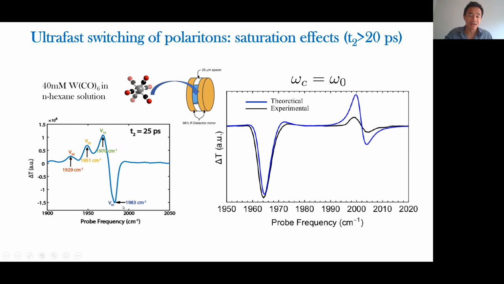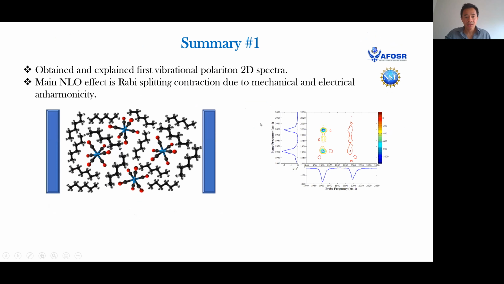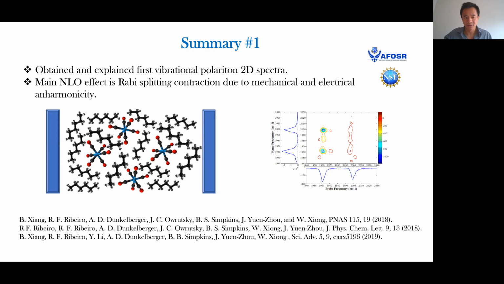This is drastically different ultrafast transmission from a system that is outside of the cavity. So this is purely molecular. This is the polaritonic system. So the first summary is that, okay, the Rabi splitting contraction is due to mechanical and electrical anharmonicity. So these saturation effects are the ones that dominate the nonlinear optical spectrum at long times for these systems. And there are other curious features in these systems that I don't want to discuss much, because I think they are quite complex, but this is what matters for the rest of the talk.